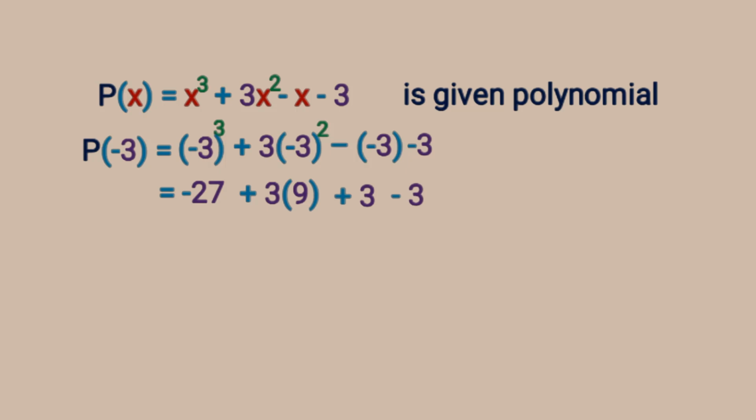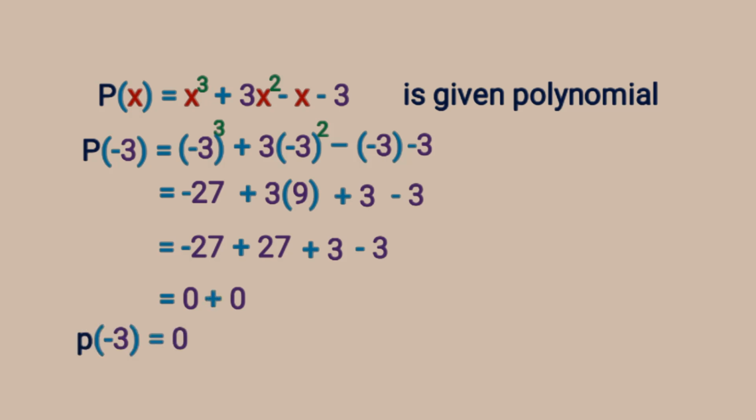Here again if we simplify this, we get minus 27, and next we have 3 into 9, which equals plus 27, and we have plus 3 and minus 3. So here the sum of minus 27 plus 27 will become 0, and plus 3 minus 3 will become 0. So we get 0 plus 0, which equals 0. So by substituting the value in the place of x, we get the polynomial value as 0.